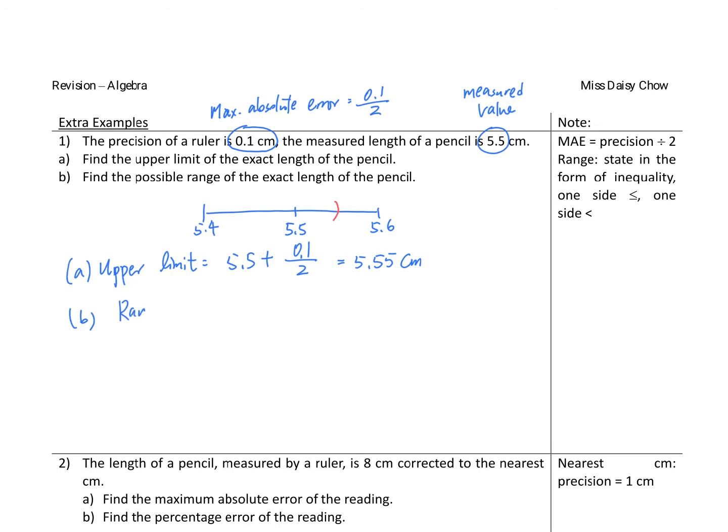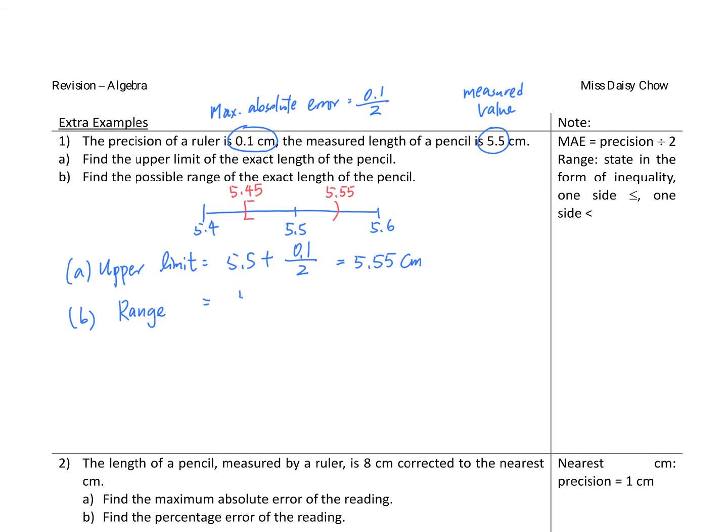Okay, so if the question asks you about the range, you can answer either in English, between something and something, or you can use the symbol. So here would be for this value. If this one is 5.55, so how about this one? This one should be 5.45. Okay, so this one would be the lower limit.